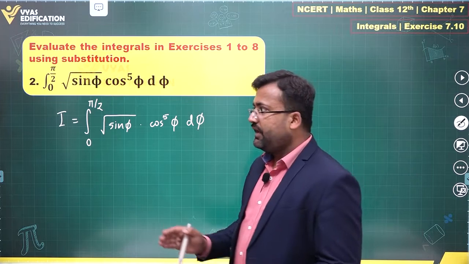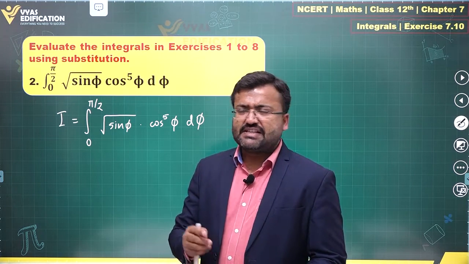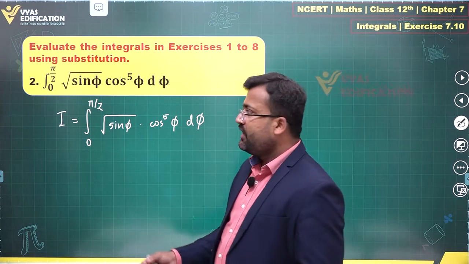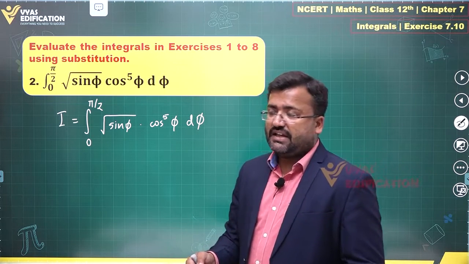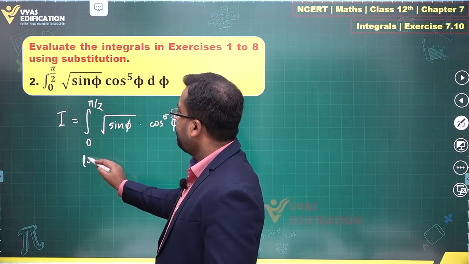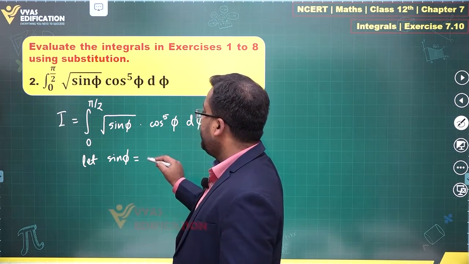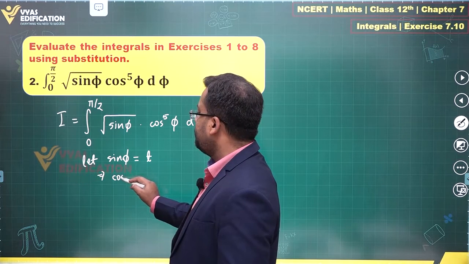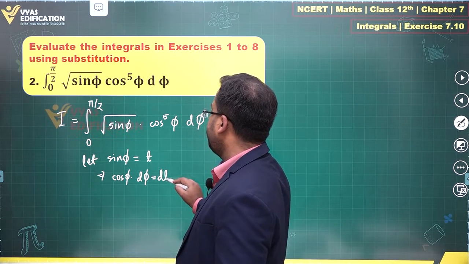And if you observe carefully, this sine phi in the under root is creating a lot of problems. So yes, we'll have to substitute sine phi as a new variable t. And if you observe carefully, the derivative of sine phi is present with d phi. So let sine phi be equal to the new variable t. That tells me the derivative of this, which is cos phi d phi, will be equal to dt.